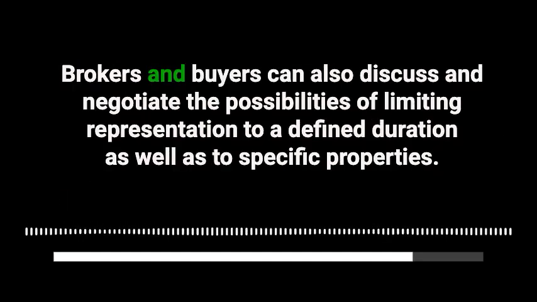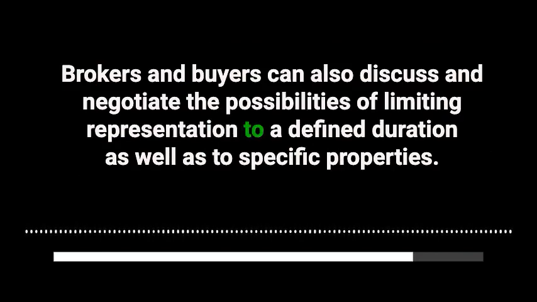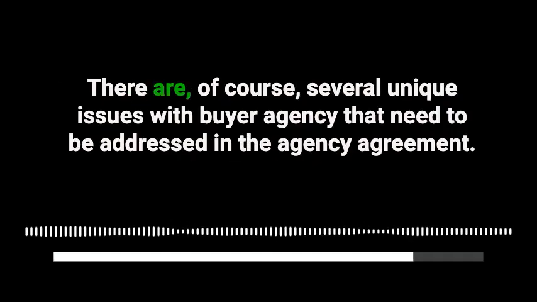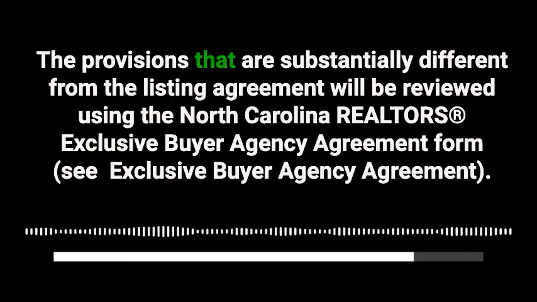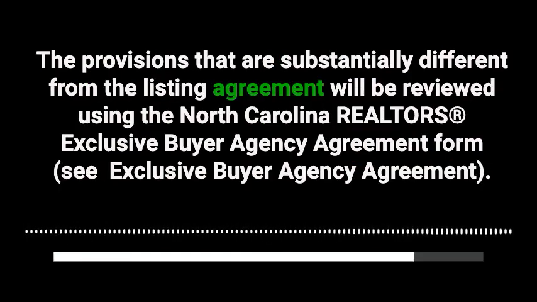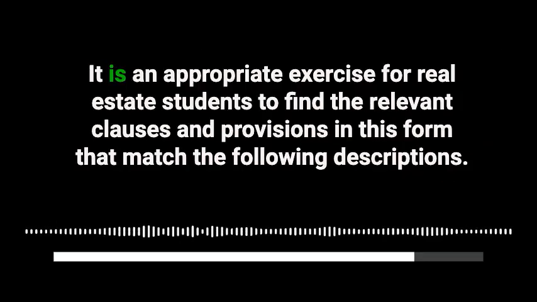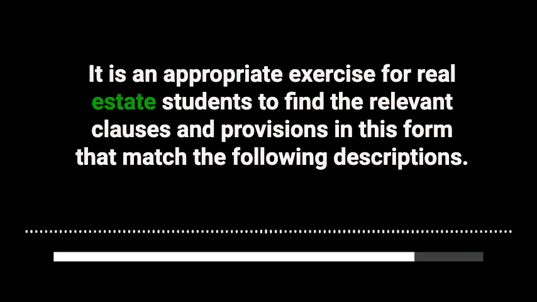Brokers and buyers can also discuss and negotiate the possibilities of limiting representation to a defined duration as well as to specific properties. There are, of course, several unique issues with buyer agency that need to be addressed in the agency agreement. The provisions that are substantially different from the listing agreement will be reviewed using the North Carolina Realtors Exclusive Buyer Agency Agreement form. It is an appropriate exercise for real estate students to find the relevant clauses and provisions in this form that match the following descriptions.